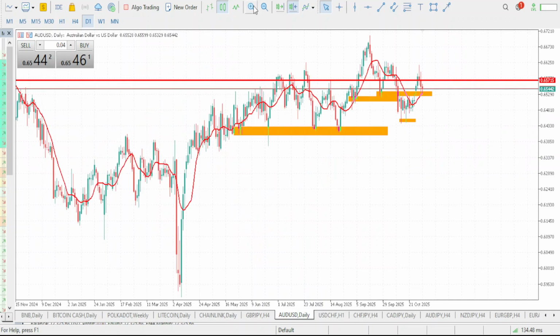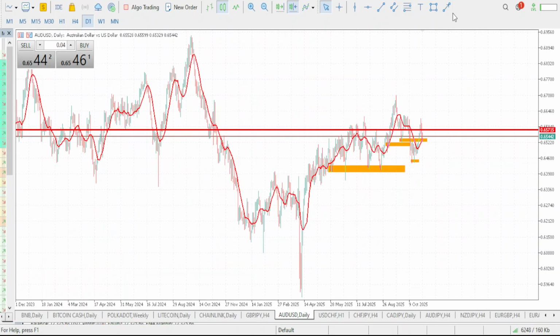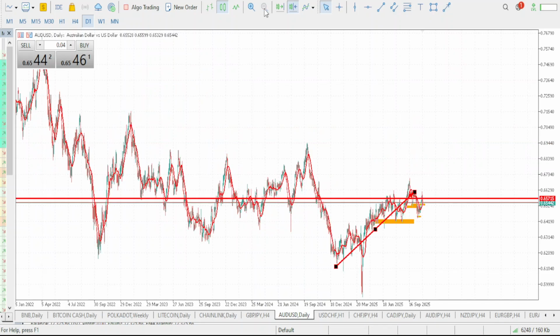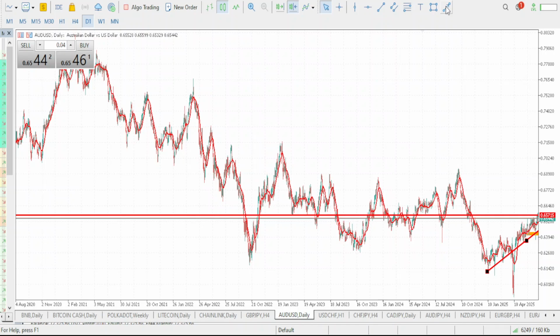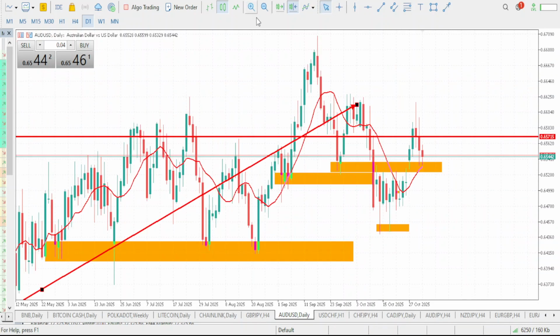So let's see what to be expecting for the week on our USD JPY. So let's start with our trend on USD JPY. You can see that our overall trend on AUD USD is a downtrend move. You can see that the full picture on our AUD USD is literally on a downtrend move.